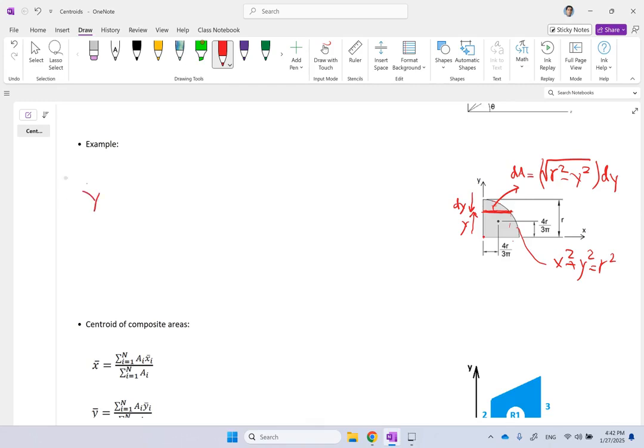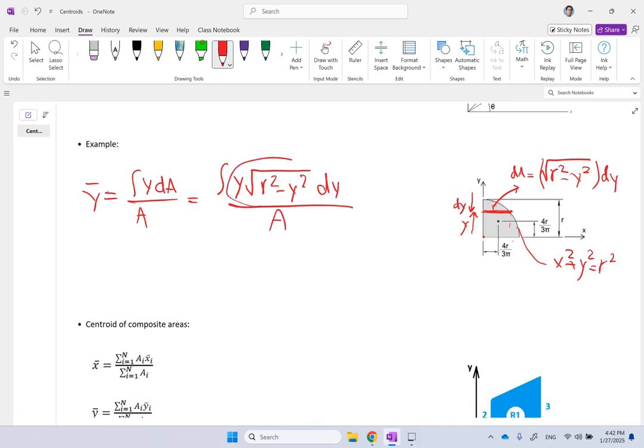This is the dA. So I have to calculate the integral of that. So when I say y bar is integral of y dA over A, in the numerator, I have integral of y times square root of r squared minus y squared dy over A. And you see here, I have to deal with this integral, for which I have to change variables and call this u, and the rest of it is like du, and then I can do it, right? But instead of doing that, it's better to use our theta coordinate.